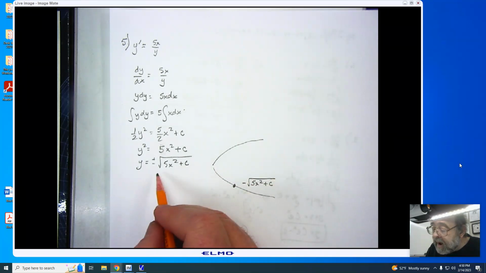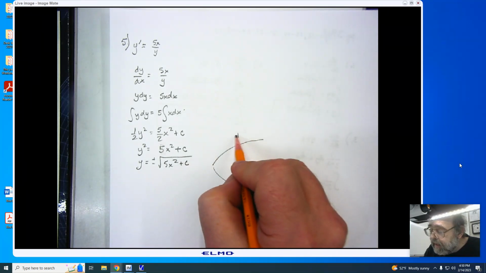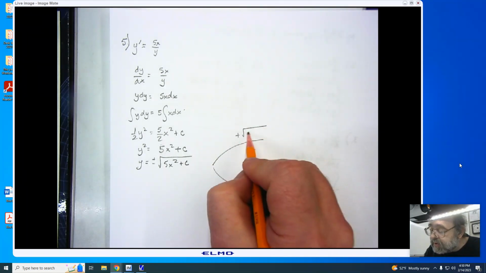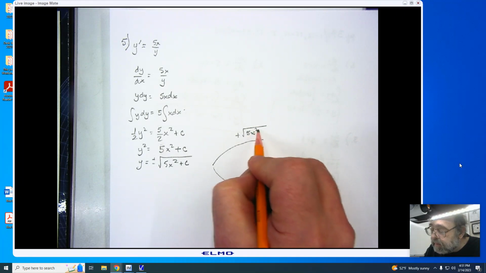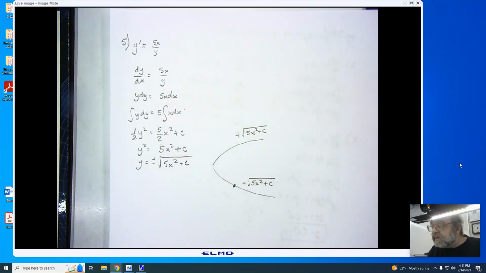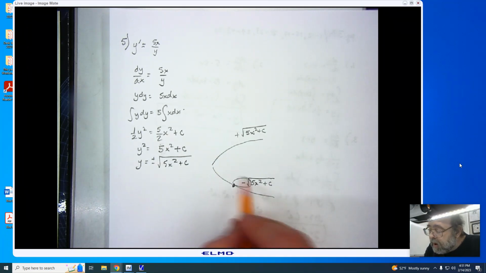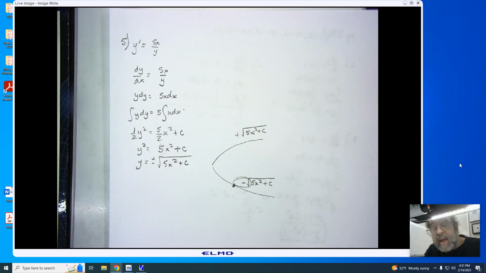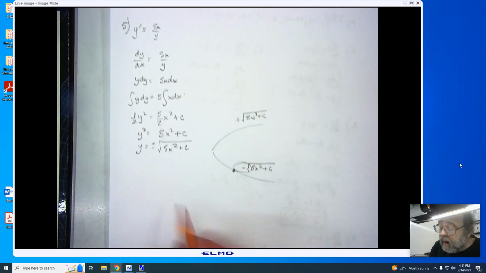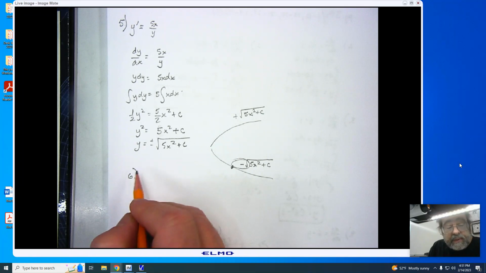If, however, my y value was positive, that means that I'm using the positive square root of 5x squared plus c, and plugging in the point is going to give me a value for c, and I end up with a positive radical. Now, this is the trick question on the AP test that you have to watch out for. And it is all based upon that plus or minus that we have there. Alrighty, let's take a look at number 6, please.